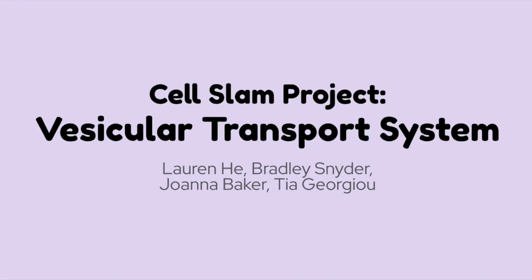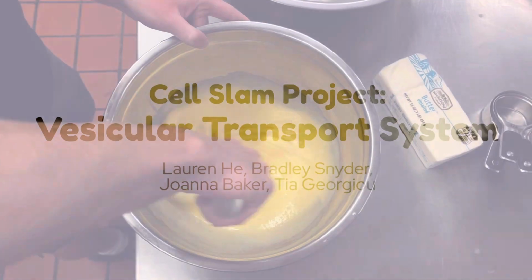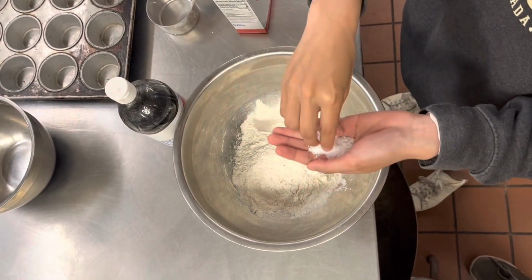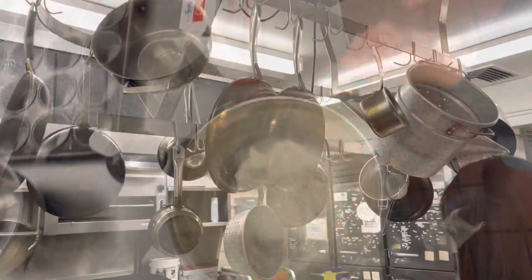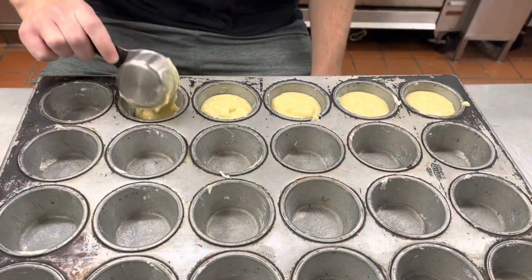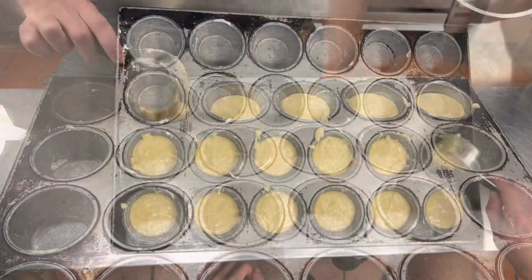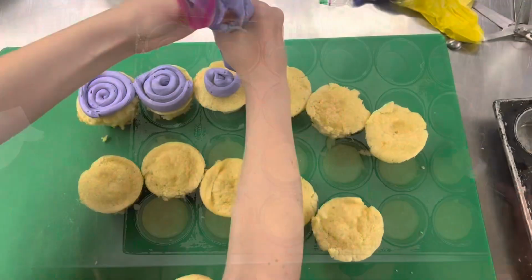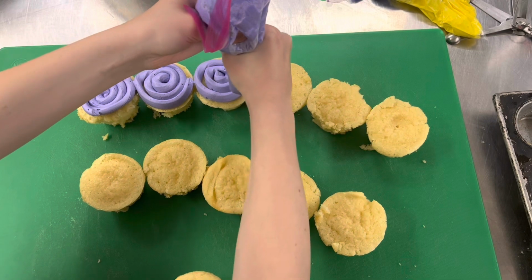For our Cell Slam project, we decided to tastefully demonstrate vesicular transport using cupcakes. Like the trillions of cells currently in our bodies, we had to expend time and resources to produce the necessary components for vesicular transport before carrying out the process. We hope you enjoy our demonstration as much as we enjoyed making it.